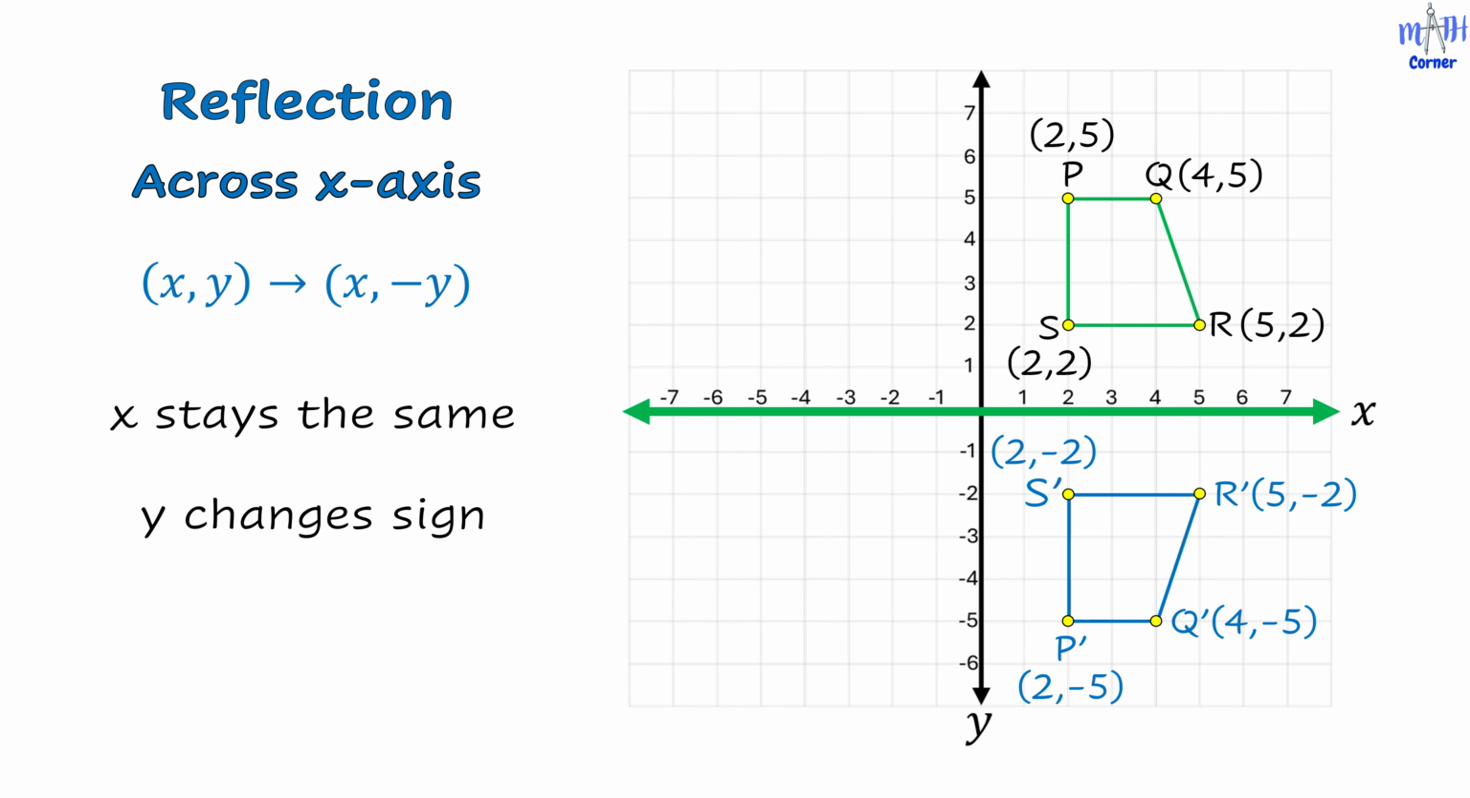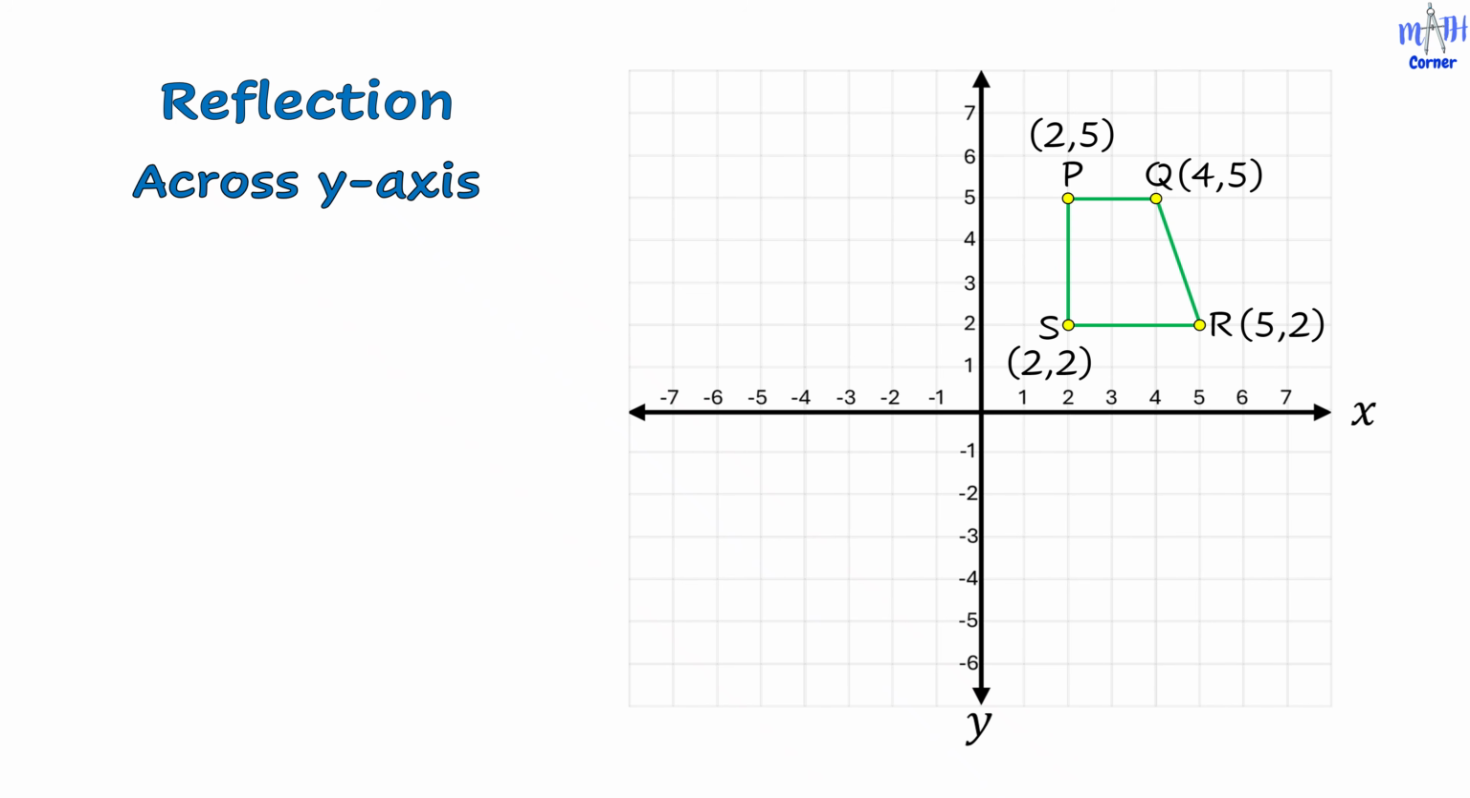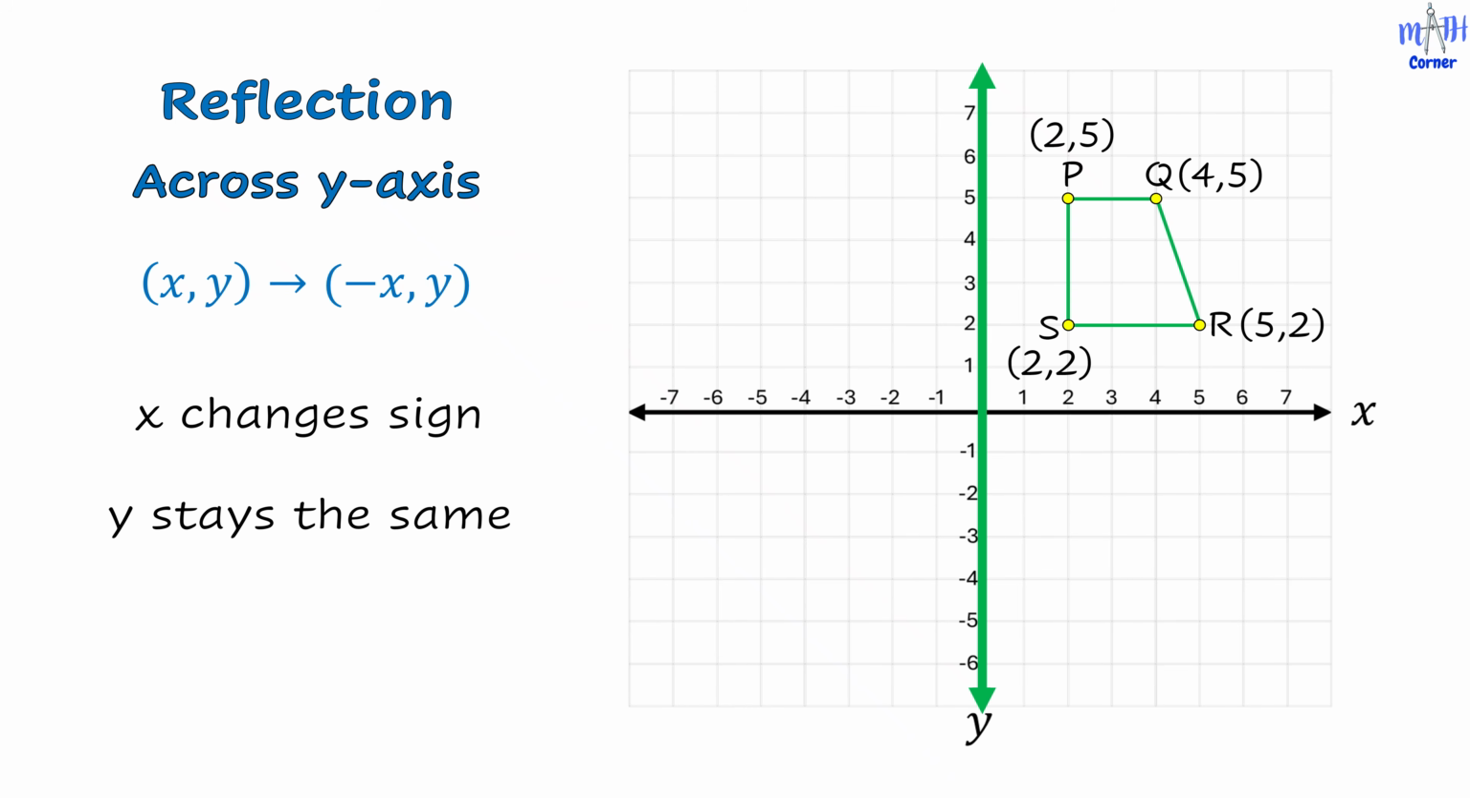Now let's reflect the same figure across the y-axis. The y-axis will act as the mirror. This is the rule. In reflections across the y-axis, x changes sign, and y stays the same. Let's transform each point. P is located at 2, 5, so P prime is located at -2, 5. Q is located at 4, 5, so Q prime is located at -4, 5. R is located at 5, 2, so R prime is located at -5, 2. S is located at 2, 2, so S prime is located at -2, 2. Notice that the figure flipped horizontally.